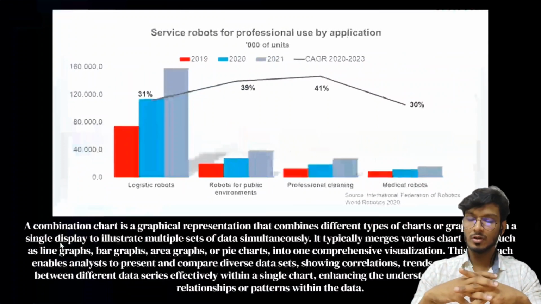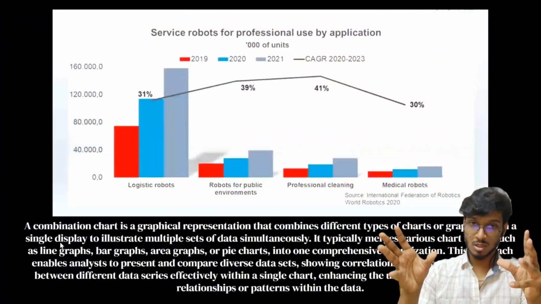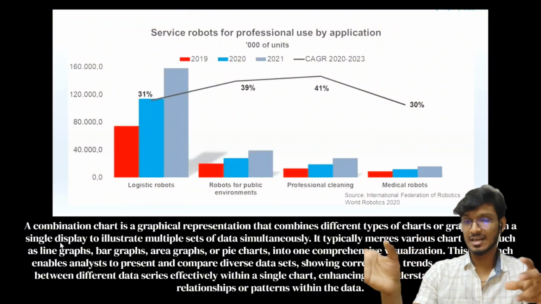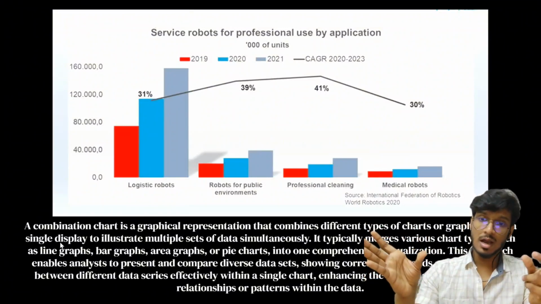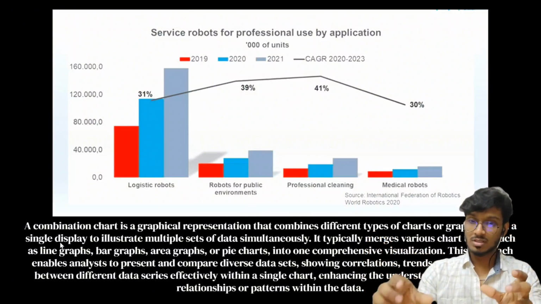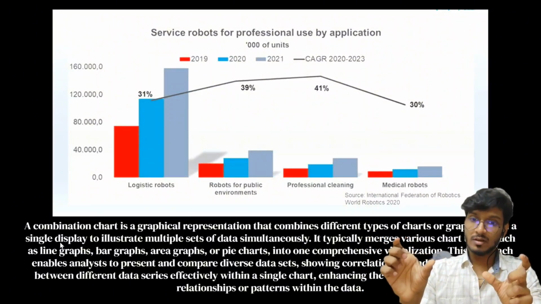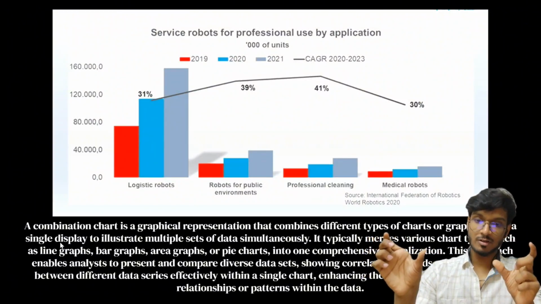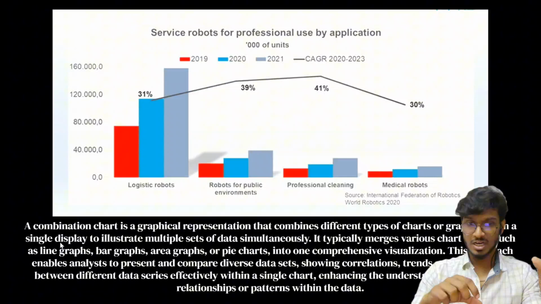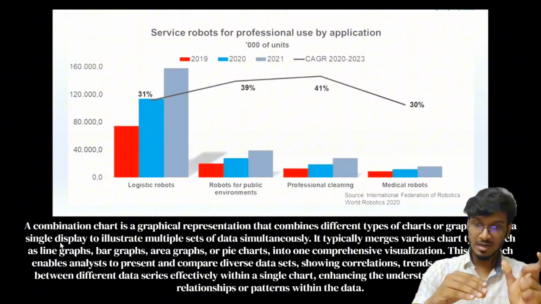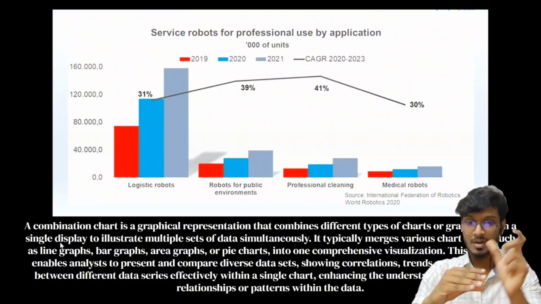So next, we are going to come to the service robots for professional use by application. As I have already explained in the second slide what a service robot is, I will just go directly into the graph part. So this is a combination chart. What is a combination chart? It's a graphical representation that combines different types of charts in a single display, like a bar graph, a line graph, an area graph, a pie chart.